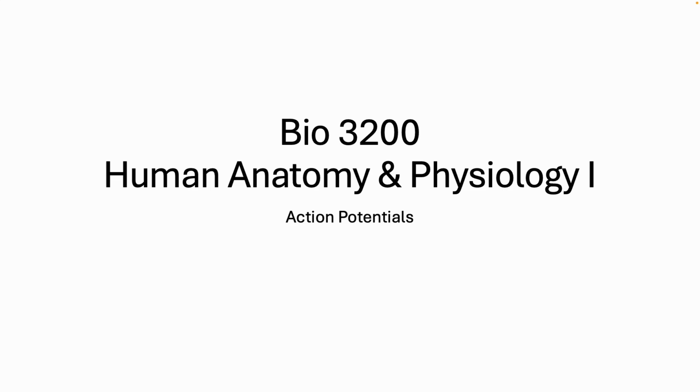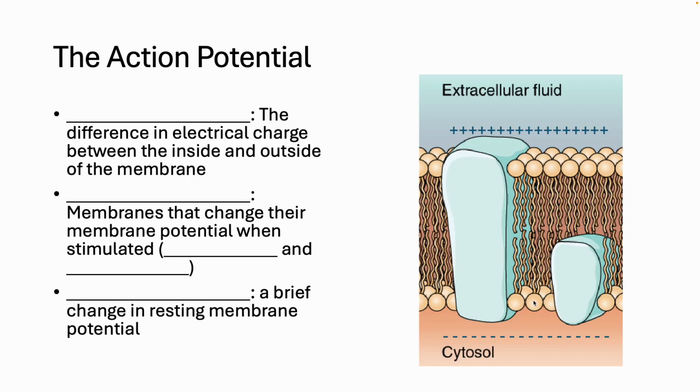So in this video, we're going to be talking about the membrane potential, and action potential, and how this triggers a signal sent down the neuron, and what ultimately triggers these responses. So first, a few terms.